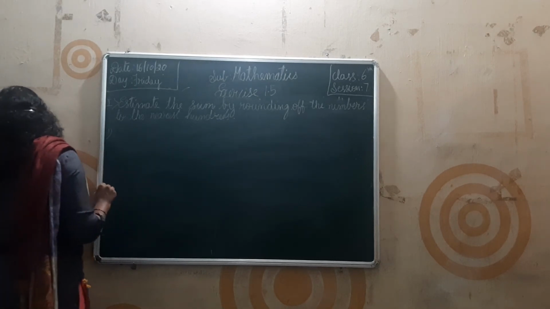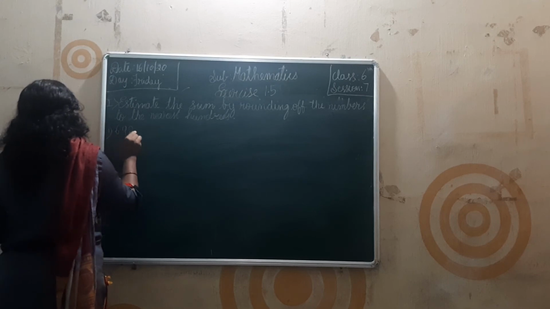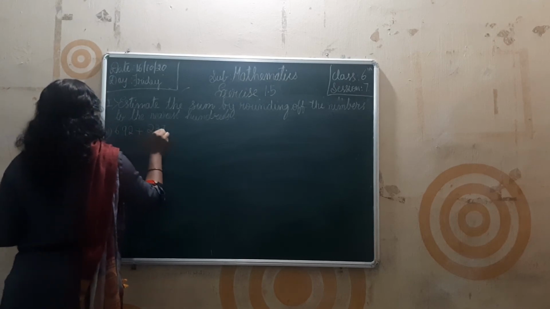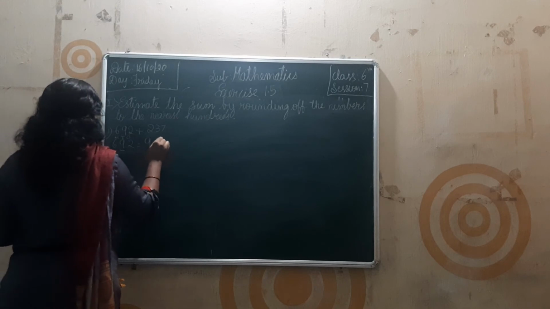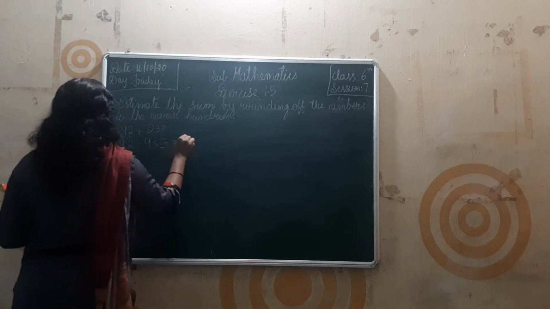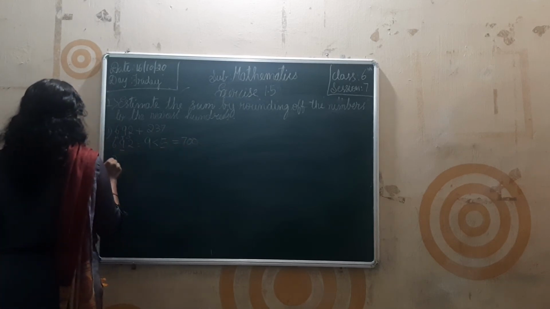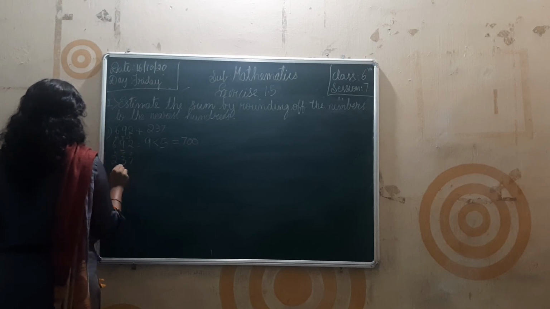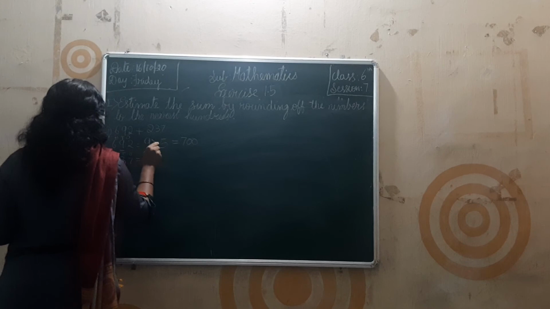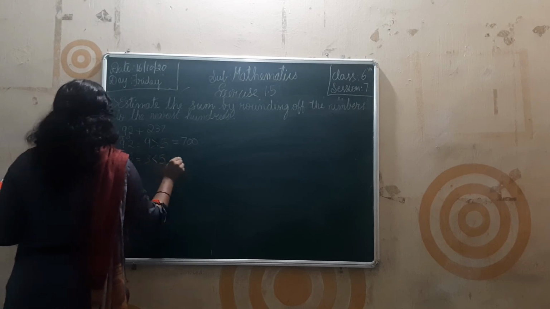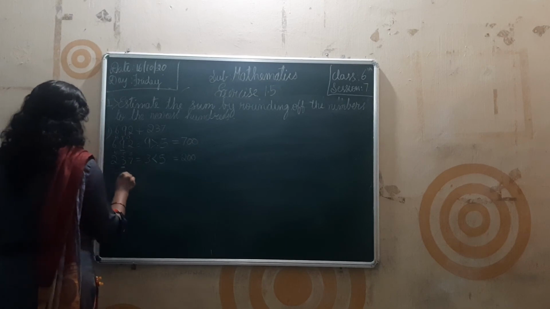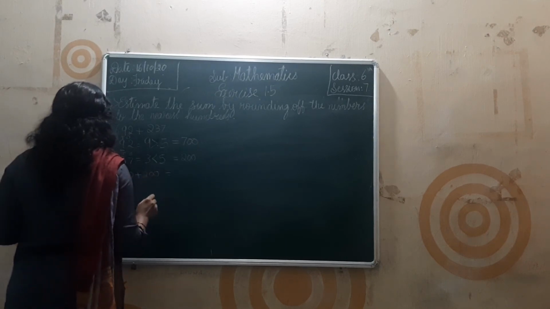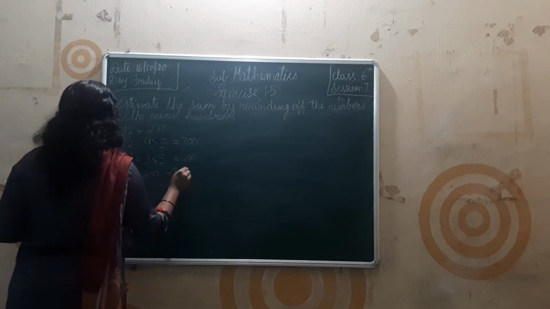For this, 692 plus 234. Okay, first we have to round off to the nearest hundred. 692: for this we have to consider the tens place, that is 9. 9 is greater than 5. So the nearest hundred for this is 700. Okay, when you come to 237, ones, tens, hundreds, the tens digit 3 is less than 5. So we have to go back, it will become 200. Okay, by adding these, what do we get? 700 plus 200 equals how much? 7 plus 2 is 9. 900.